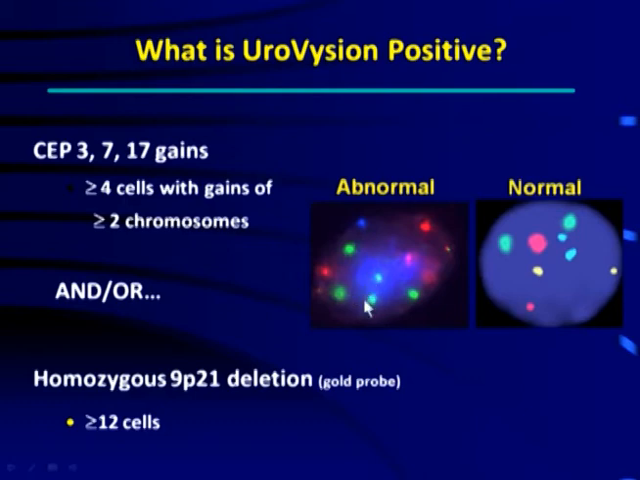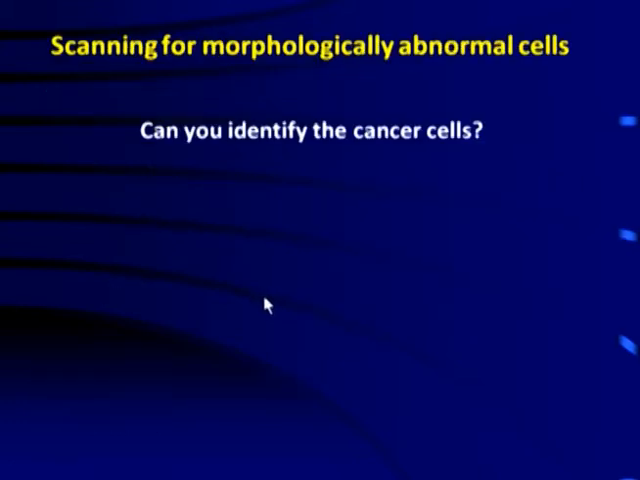So this probably has the gold deletion, and maybe one of the blues or one of the aquas is gone, but you've got 2 of your 3 centromeres that are present in extra copies. And/or the homozygous deletion for the gold probe in greater than or equal to 12 cells. That is summarized on your chart on page 7. 4 or more cells with gains in 2 or more chromosomes in the same cell, or 12 or more cells with 0 9p21 yellow signals present. And that's really it when you talk about analyzing for UroVision.